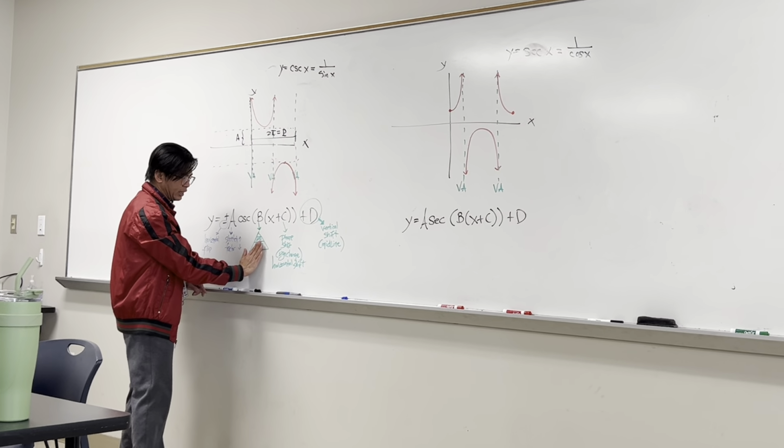C is the phase shift, how much it has moved to the right. If it's positive, again, you sign change whatever that C is. To the left, if it's negative, again, sign change whatever your C is.